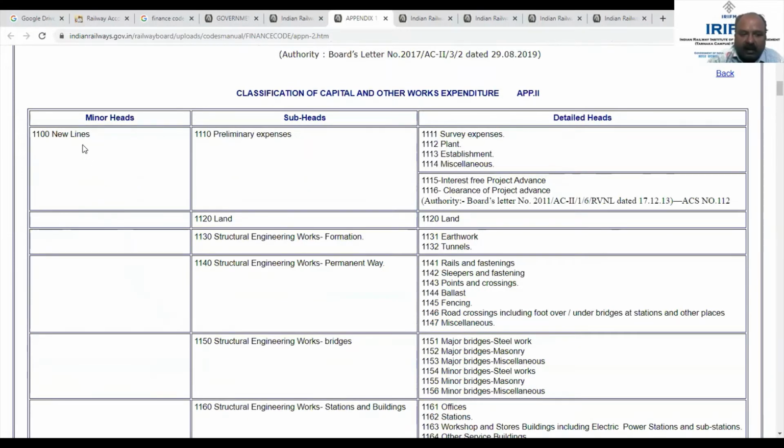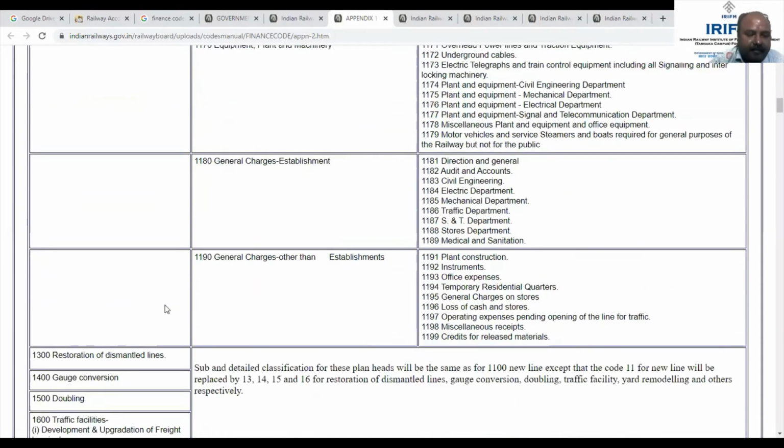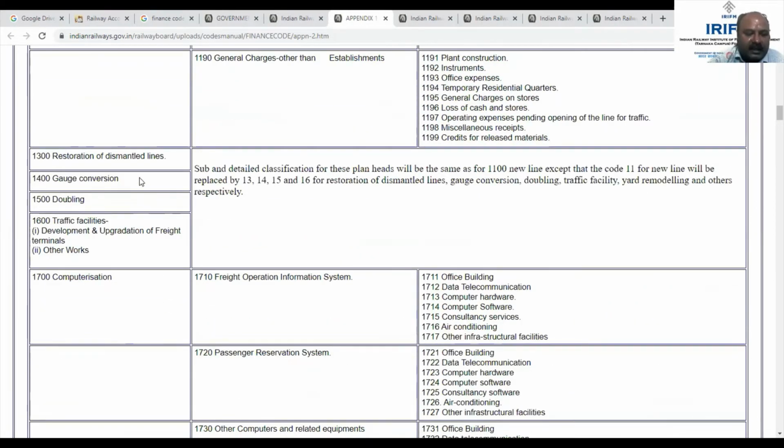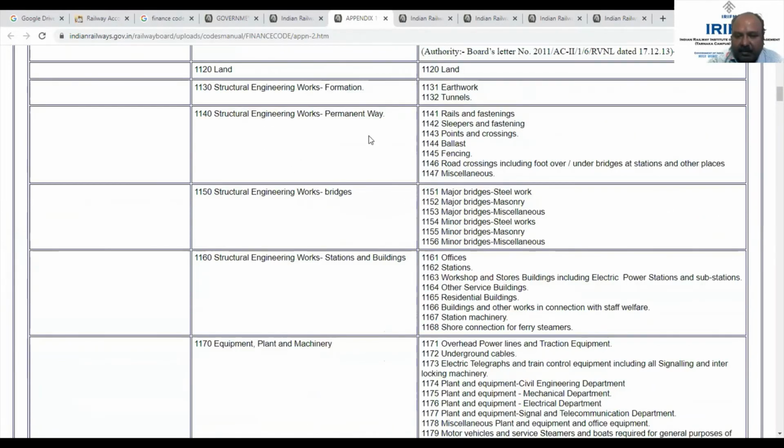After the source of finance, the first is called the minor head, then the subhead, then the detailed head. Just now we discussed the detailed heads under 11, which are applicable to almost all plan heads except very few. Here are the subheads: preliminary expenses, land, and the detailed heads, 1100 new lines. And 1300 is now deleted, and 1400, gauge conversion or doubling or traffic facilities, use the same detailed heads and same subheads.